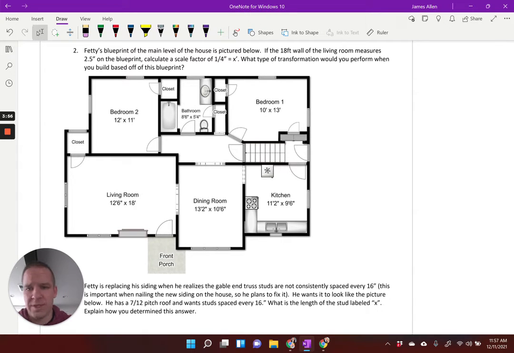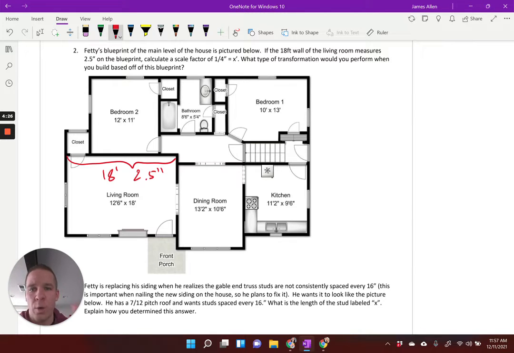Next. Whew, that's quite the blueprint. Fetty's blueprint of the main level of the house is pictured below. So Fetty Wap is who we're dealing with here. I think it was a prior problem before. If the 18-foot wall of the living room, let's find that. 18-foot wall, I'm guessing that's the longer one because the other one's 12 and a half, measures 2.5 inches on the blueprint. So this is 18 feet and it's 2.5 inches. Okay.